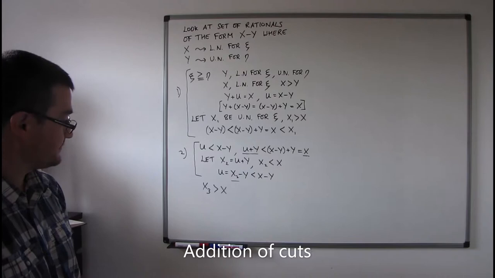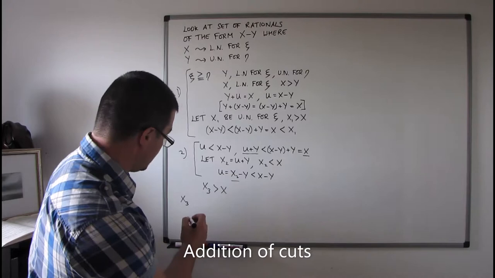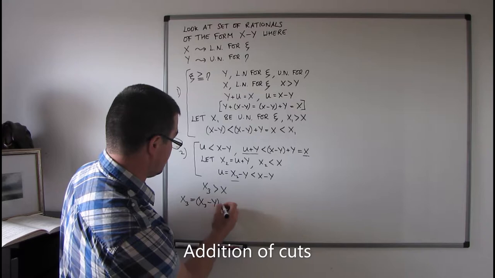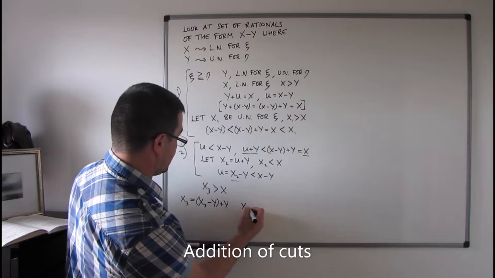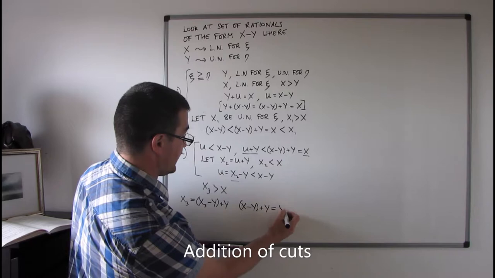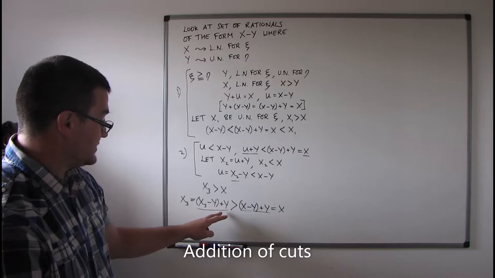Okay, but we also know that, how am I going to write this? x3 is equal to x3 minus y plus y. So this is completely analogous to this situation here, or up here as I wrote it up here. And also x minus y plus y is equal to x. So x3 is greater than x, therefore this must be greater than this here. And therefore, just cancelling out the y's.